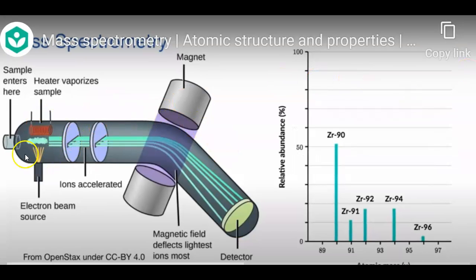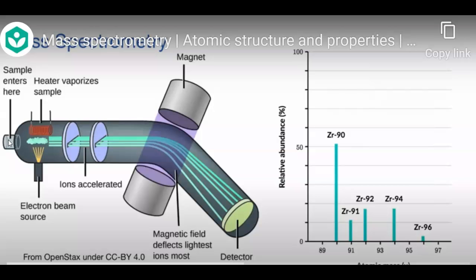So here's a basic image of a mass spectrometer, which again looks a bit like a cathode ray tube. Let's pretend that a pure sample of the element zirconium is loaded into this mass spectrometer. The sample enters the mass spectrometer here. This is pure solid zirconium. It's a metal. And zirconium has several different isotopes, several different versions of that atom that have the same number of protons but a different number of neutrons.